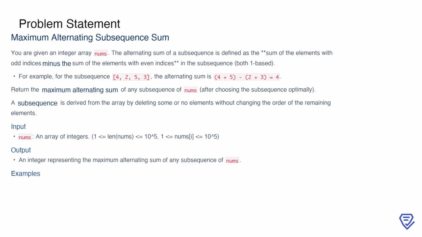The challenge here is to determine the maximum alternating sum we can achieve by optimally choosing a subsequence from the array. Remember, a subsequence is formed by deleting some or no elements from the array while maintaining the order of the remaining elements. The input constraints state that the array can have up to 10^5 elements, with each value between 1 and 10^5, so efficiency is key. The output will be a single integer, representing the maximum alternating sum achievable.